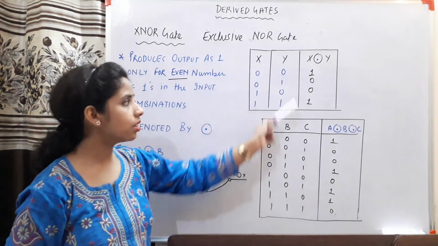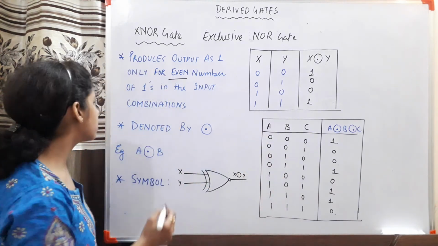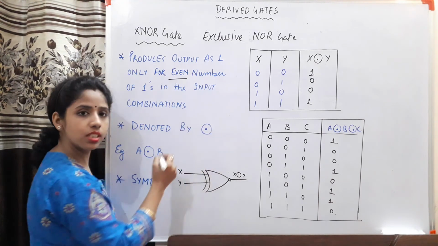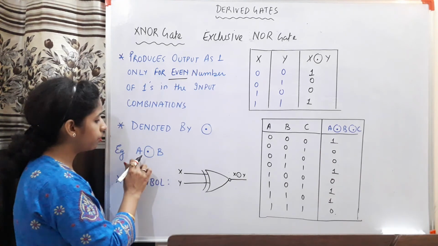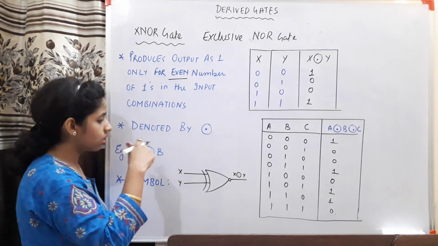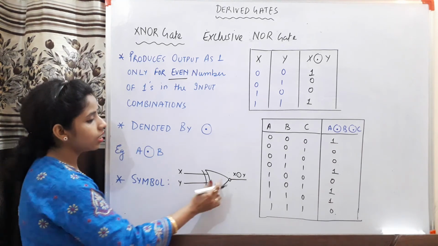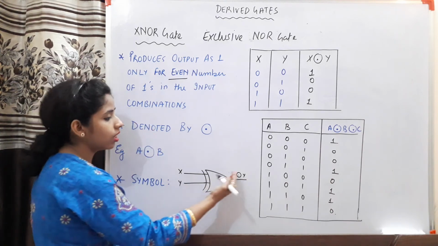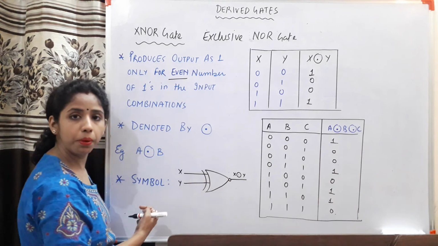So these are the truth tables for this gate, and let us see the symbol by which it is denoted. It is denoted by a dot within a circle. Clear? And if you apply it over A and B, then it will be written as A, dot circle, and then B. And if you talk about the symbol, then you have to just put a bubble after the XOR gate to get the XNOR gate. So you can see only one difference is there, that a bubble is also there.